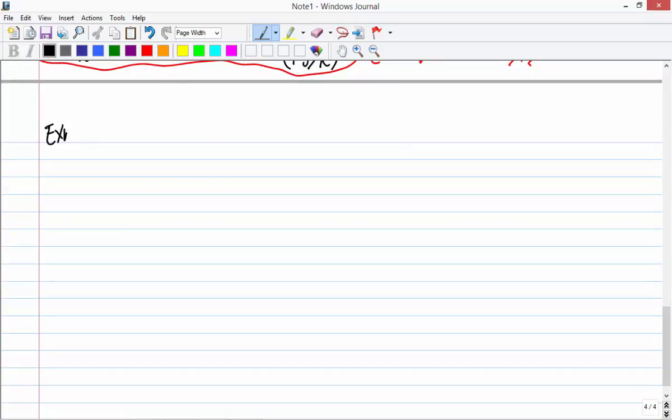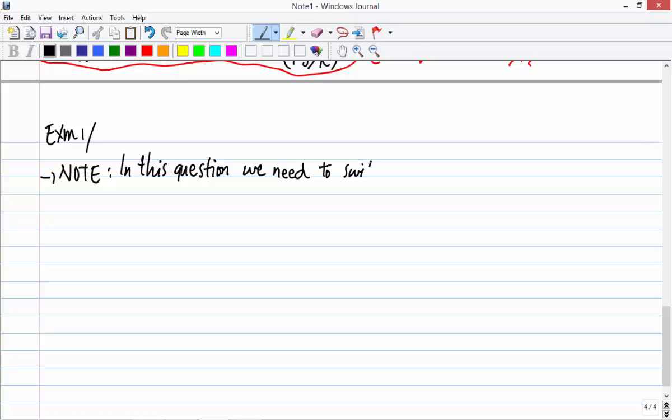Example 1, this topic. Let me put a note there that you'll see later on in the lecture that in this question we need to switch between different systems.